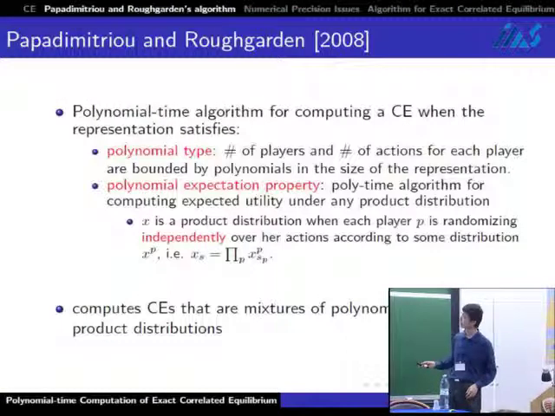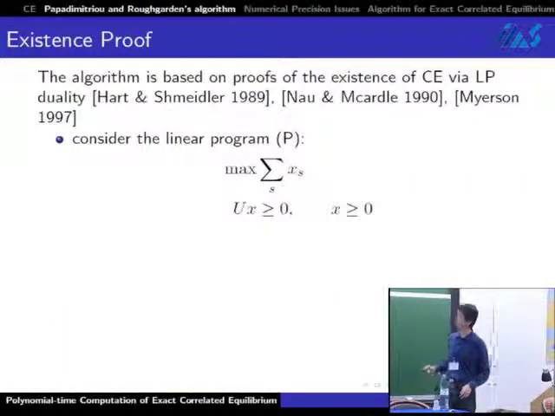I'll give a brief overview of the algorithm, which is based on certain existing proofs of the existence of CE using LP duality in the economics literature. So first, consider the linear program P, which is similar to the feasibility program before, except that instead of x summing to 1, we're maximizing it.